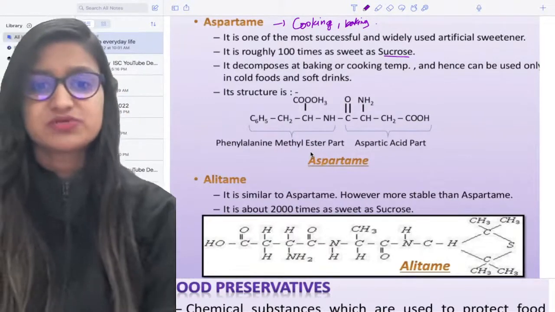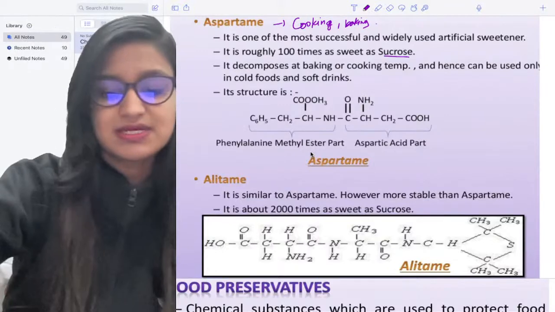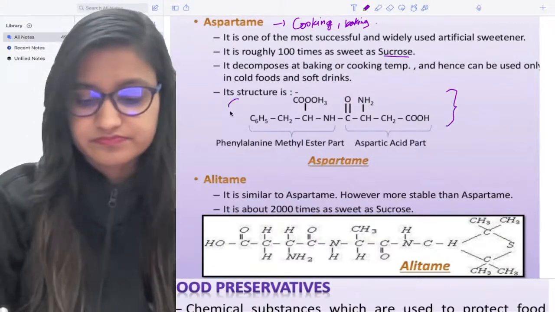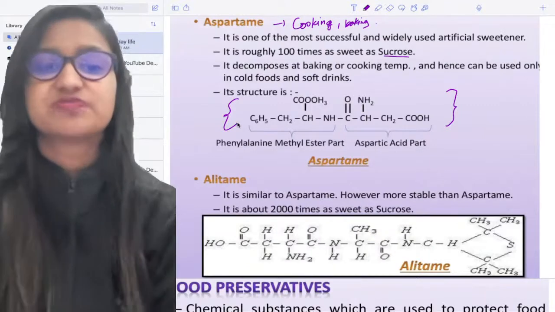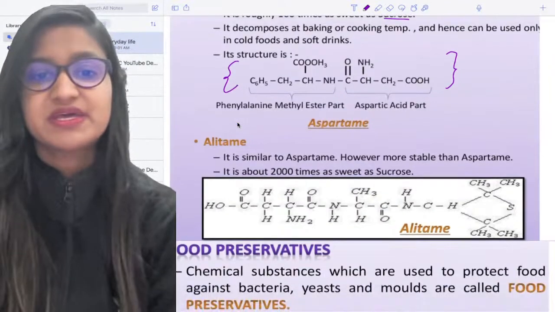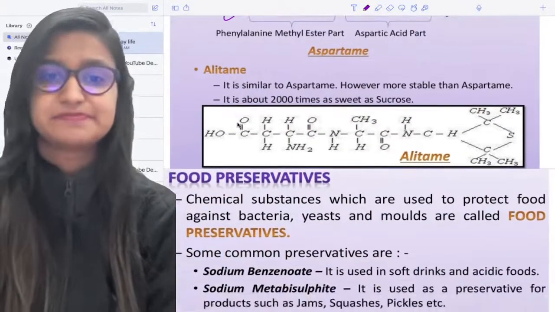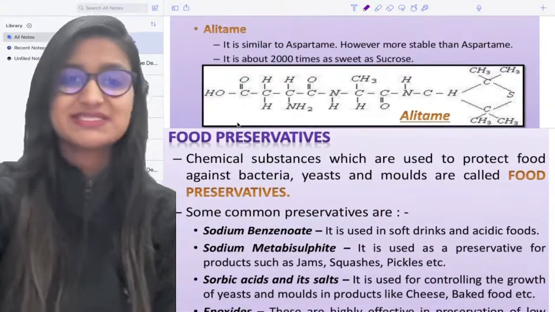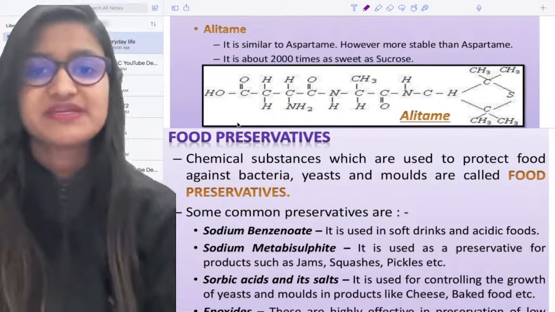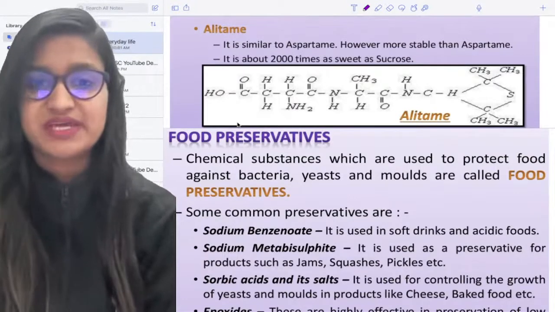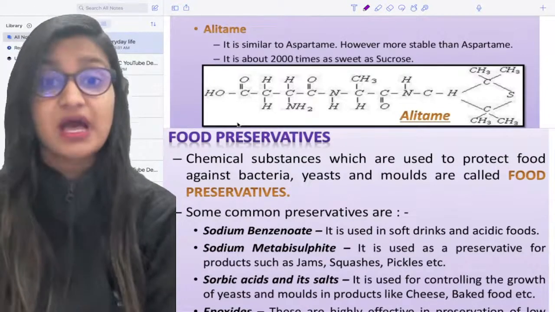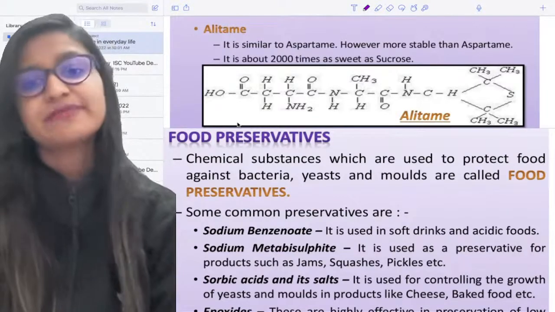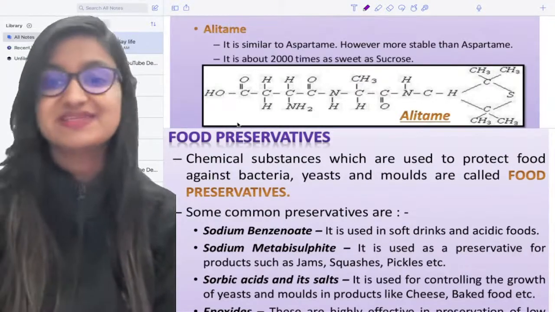स्ट्रक्चर आप देख सकते हो, it is given over here. This is the structure of aspartame. ठीक है, now the next is alitame. अब जो alitame है, it is quite similar to aspartame, but it is more stable than aspartame and about 2000 times as sweet as sucrose. ठीक है, so this is the structure of alitame.